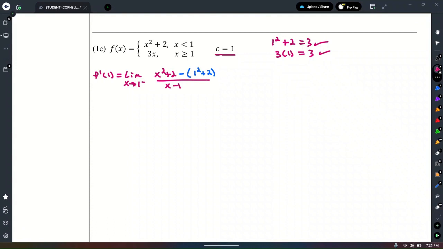We're going to clean this up and simplify as much as we can. And here's what we get. We get the limit as x goes to 1 from the left of my x squared plus 2 minus, we have 1 squared plus 2, which is 3. So we're going to subtract 3. And that's all over x minus 1. We can combine like terms, and so we have the limit.